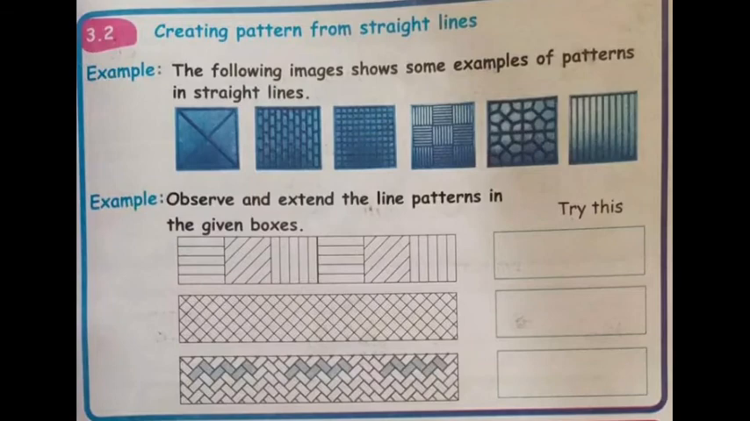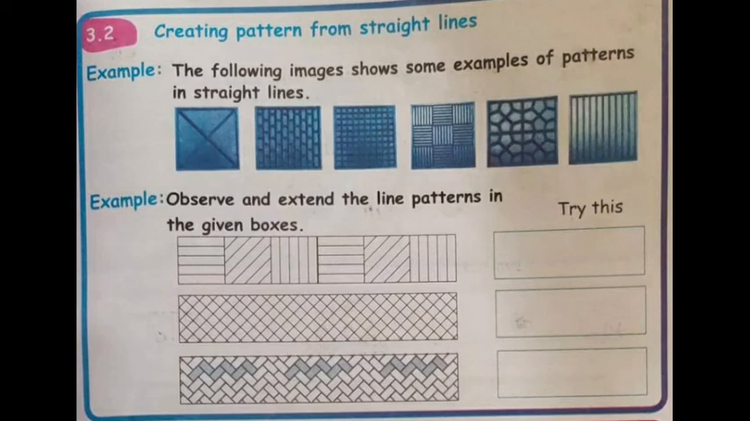Children, observe the following patterns which are created from straight lines. Now, follow the example, observe the pattern and extend the line pattern in the given boxes. So, the first one is a horizontal line, then a diagonal line, then a vertical line. Again, the same pattern is repeating. Okay, you have to repeat after three types of lines, then repeat the pattern again. In the second, all are diagonal lines.